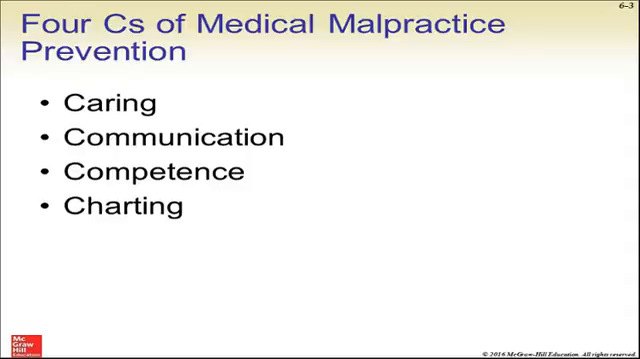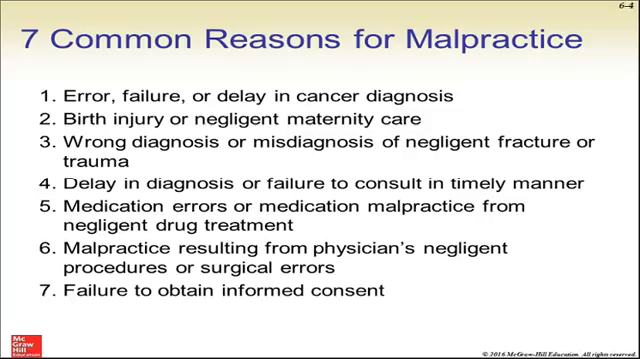Next, we'll look at 7 reasons for malpractice. In order to understand how to prevent it, you have to know reasons that it occurs. And here are our 7 top reasons. Number 1, error or failure or delay in cancer diagnosis. Boy, we can see how that would be a problem. The second one is birth injury or negligent maternity care. The third one is wrong diagnosis or misdiagnosis of negligent fracture or trauma. Fourth, we have delay in diagnosis or failure to consult in a timely manner.